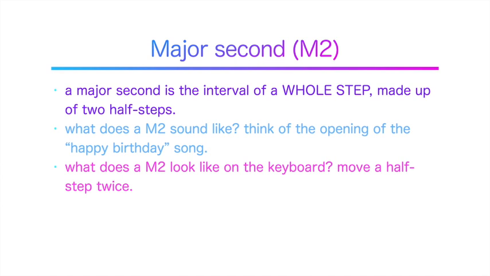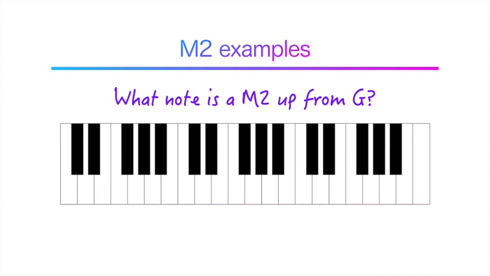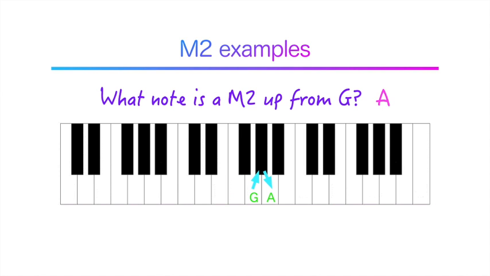What does it look like on a keyboard? You already know this also. You just move a half step twice. So what's a major second up from G? It's going to be A. There are my two arrows showing you two half steps up from G.